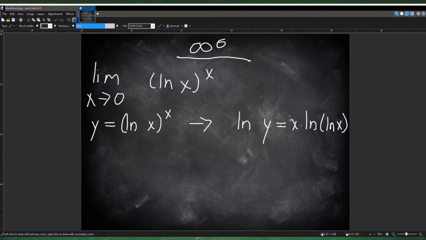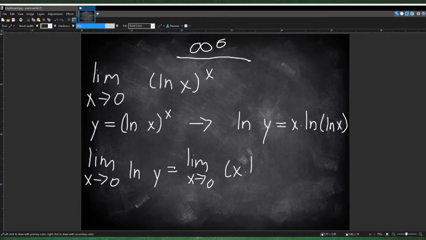So basically, now we're going to have to do the limit as x approaches 0 of ln y, right? So basically the same idea as what we just did in our previous example. So the limit as x approaches 0. So our ln of y is x times ln of ln of x, right? So we're going to be doing this.